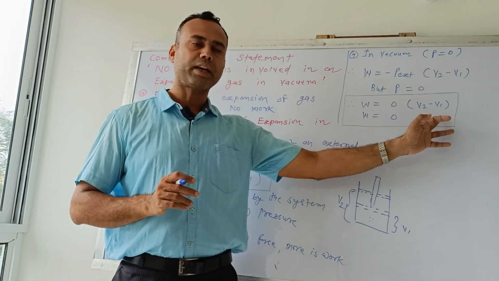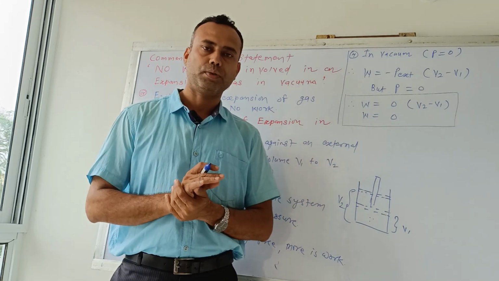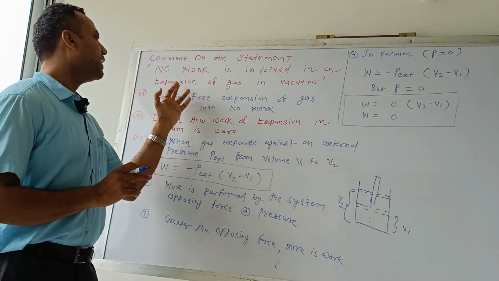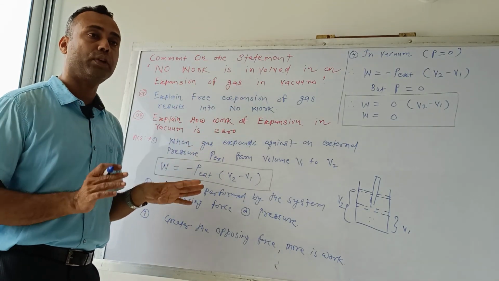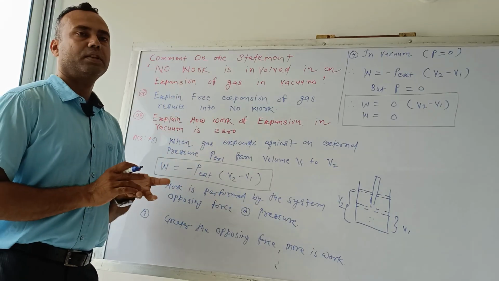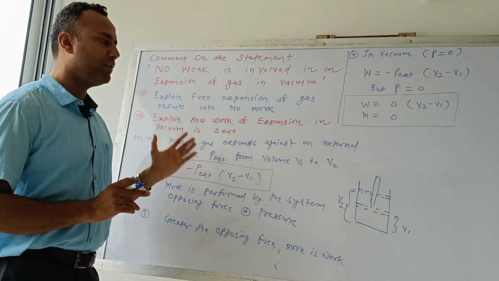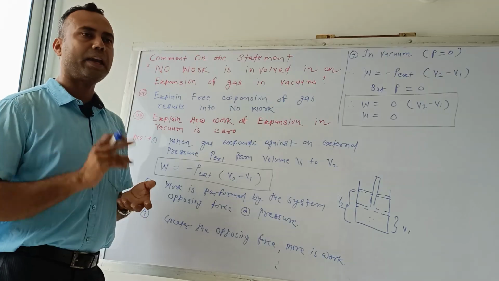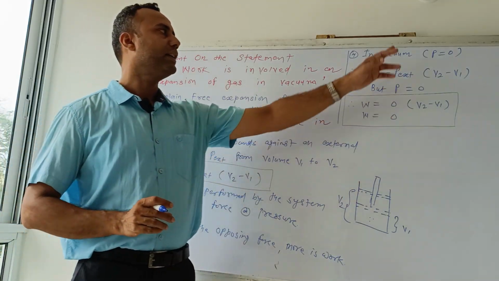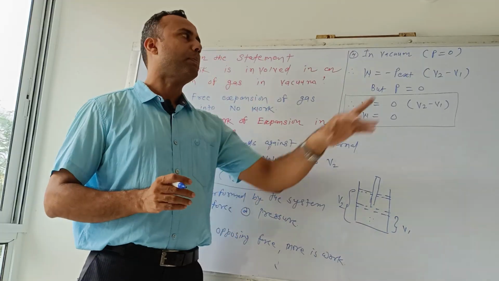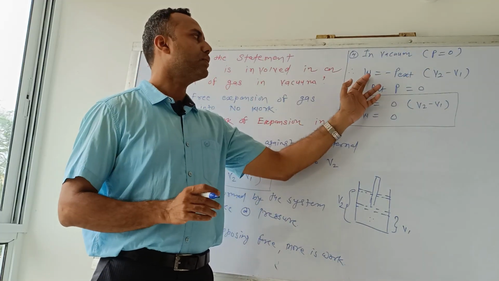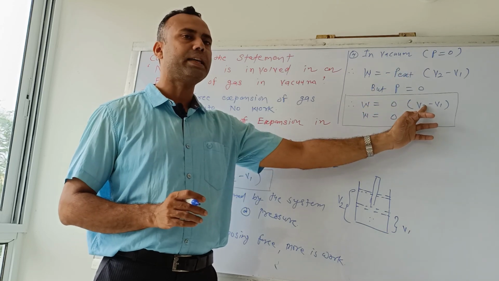So in this way we are proving that no work is involved in an expansion of gas in vacuum. This is the explanation of our question for 2 marks. It is very important. It carries two equations: W is equal to minus P external (V2 minus V1), and in vacuum P is equal to 0. By placing the value P equal to 0, W is equal to minus 0 into (V2 minus V1).